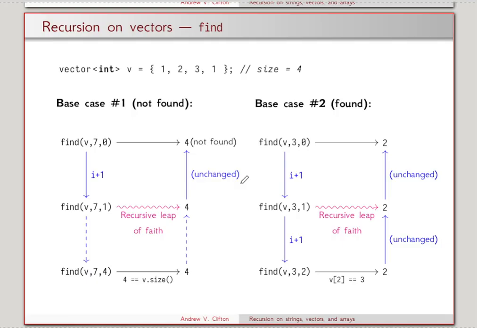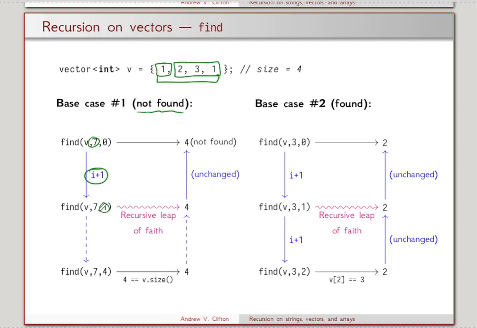So here's an example of the two cases, ending in the two base cases. Here, this is if it is not found. We're looking for a 7 in this vector here. There's no 7s in there, right? So we check the first element and say, is that equal to 7? No, it's not. So we do i plus 1, and we say, okay, check the rest of the vector. Check everything from 2, 3, 1 to the end.